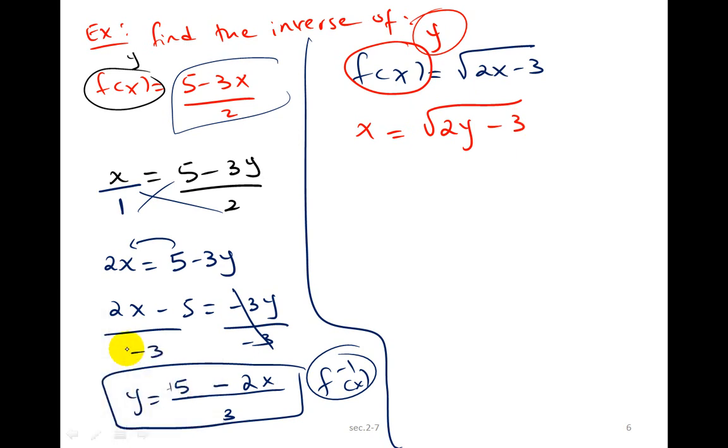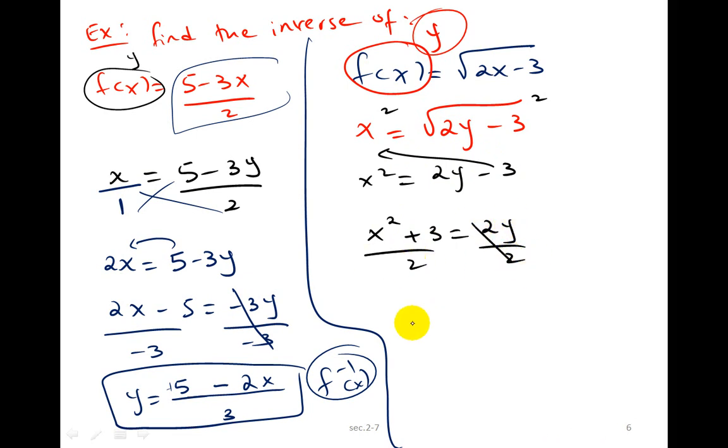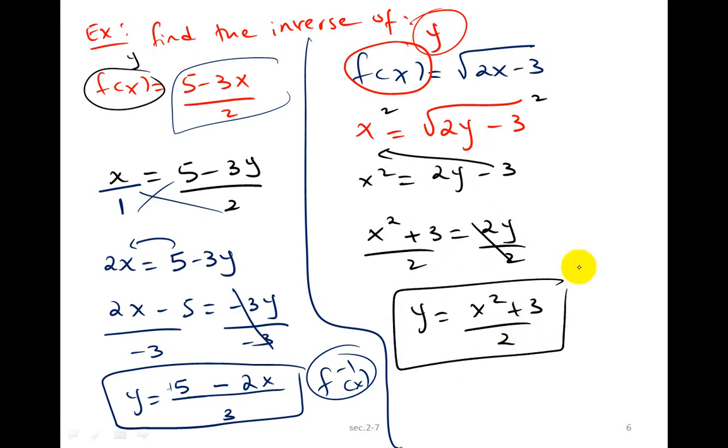Next I have to get rid of this root, so I'm going to put a square on both sides. So x squared equals 2y minus 3. As I told you before, it must be in terms of y, so I'm isolating the y, making the y alone. So you have here x squared plus 3 equals 2y. Divide both sides by 2, so y equals x squared plus 3 over 2. So this is the inverse function for this function.